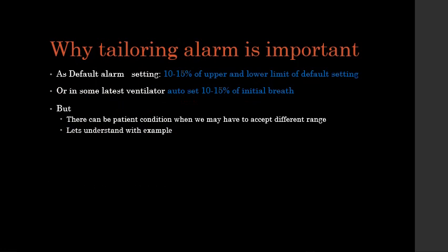So what happens normally in the default setting on a ventilator? For the default minute ventilation, default tidal volume, default respiratory rate, and default peak inspiratory pressure, 10 to 15% low and high of that is taken as the alarm limit. If it is low or high beyond 10 to 15% of the default limit of these values, the alarm will ring and show low minute ventilation, low tidal volume, high minute ventilation, or high peak inspiratory pressure. There will be an audible and visual alarm.